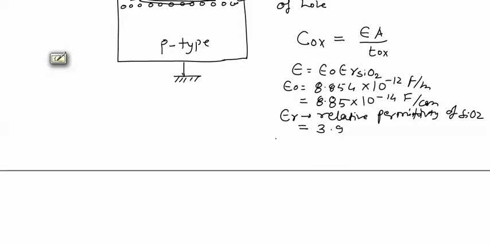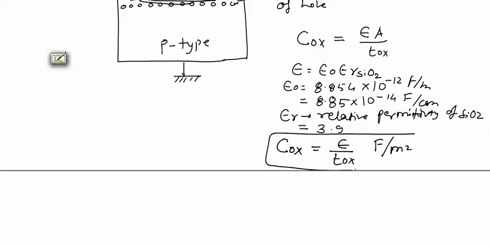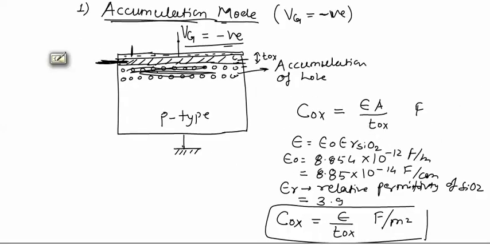Now the capacitance can also be written as C oxide equal to epsilon upon T oxide. Here we have not considered this area, so the oxide capacitance can be written in farad per meter square in this case, and here the unit of capacitance will be farad. So in accumulation mode, when a negative potential is applied to the gate terminal, the positively charged carriers of p-type substrate will be accumulated near oxide semiconductor interface, and this mode of operation is called accumulation mode.